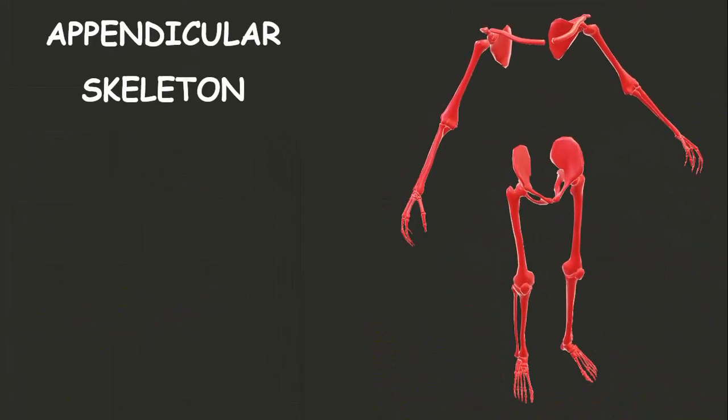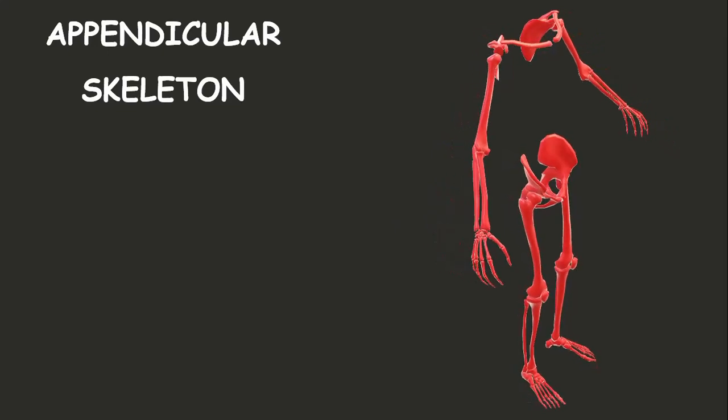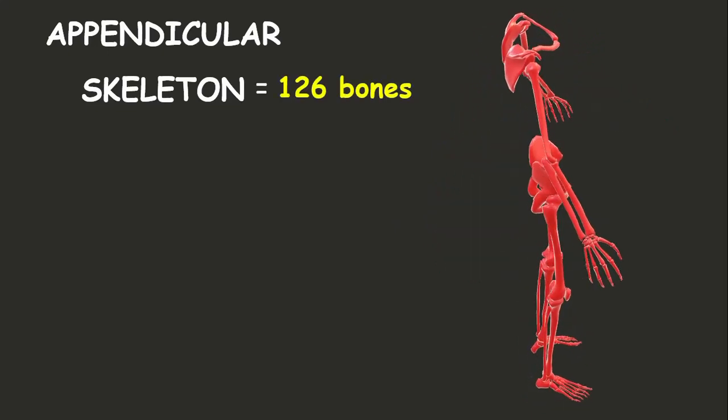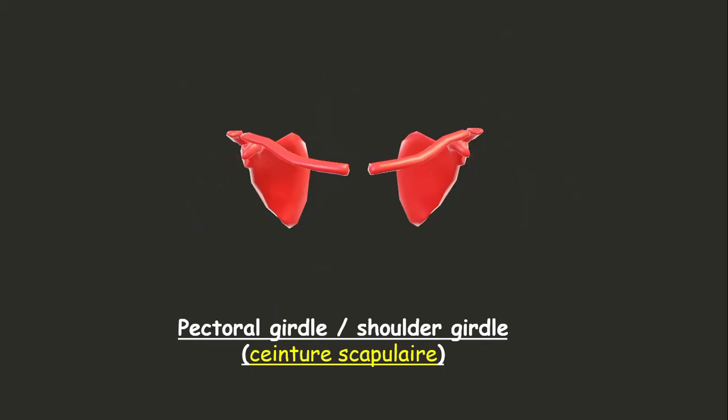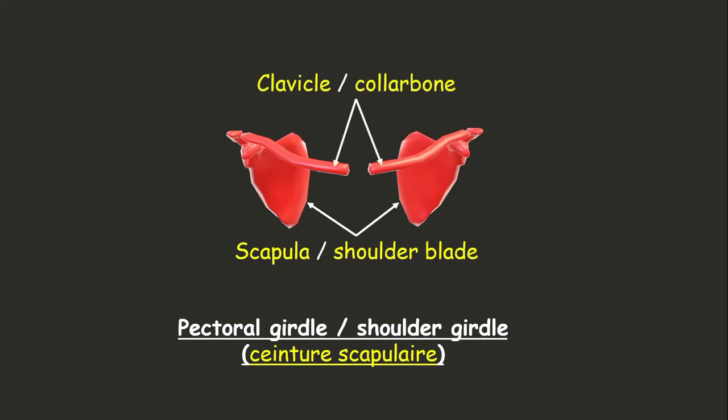Now let's move on to the appendicular skeleton. It has 126 bones. First, we have the pectoral girdle, also known as the shoulder girdle, which is made of the scapula, also known as the shoulder blade, and the clavicle, also known as the collarbone.